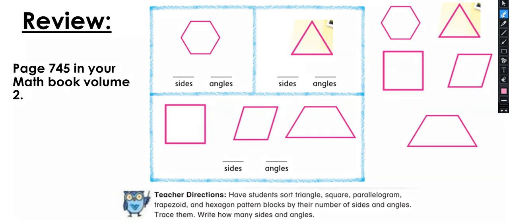Let's count again. Here we said this one has 6 sides and 6 angles. The triangle has 1, 2, 3 sides and 1, 2, 3 angles. And all of these shapes have 4 sides and 4 angles. Excellent job, you guys.